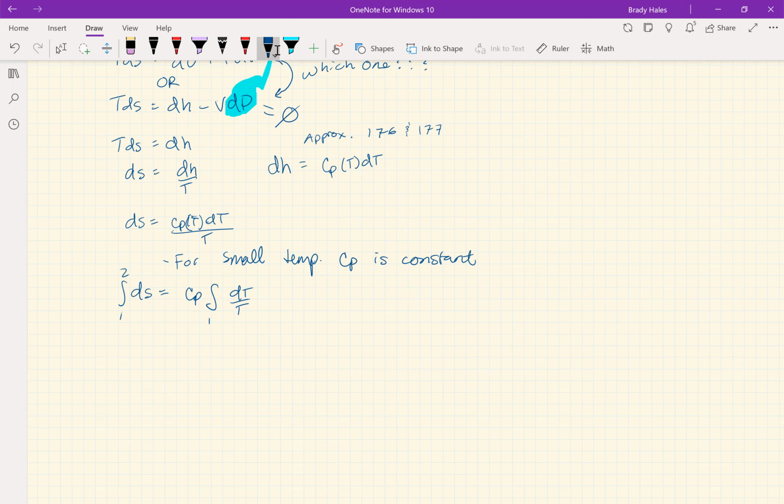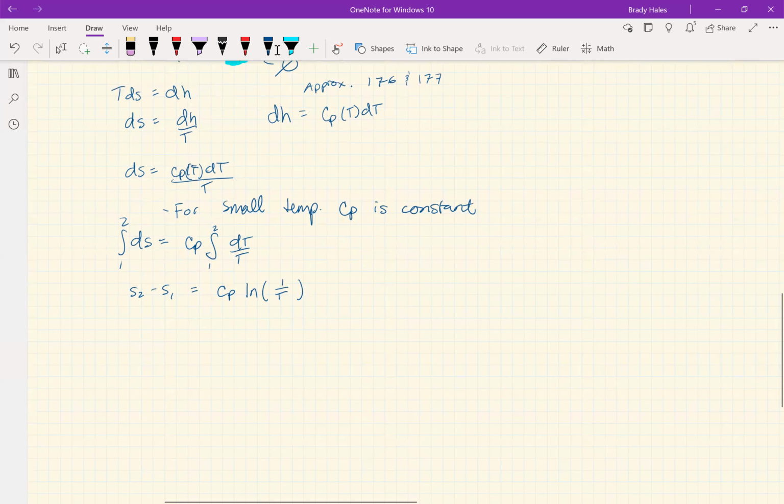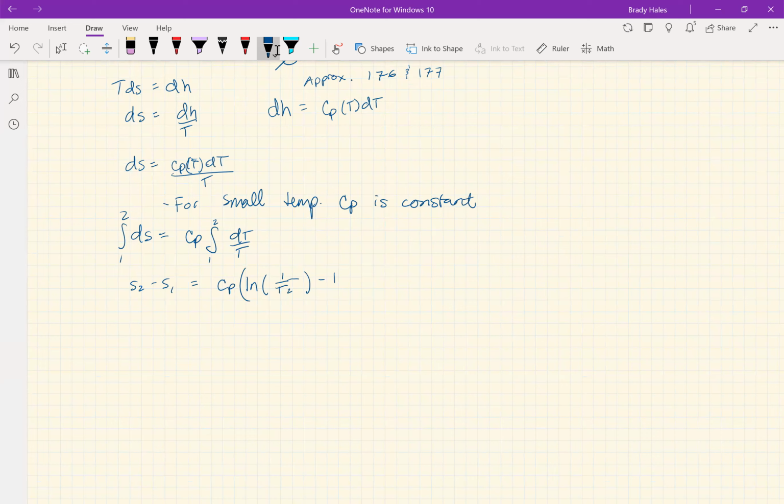All right, we can integrate from state 1 to 2 on both. So we get S2 minus S1 is equal to C sub P ln of T2 minus ln of T1, from state 1 to 2, right?